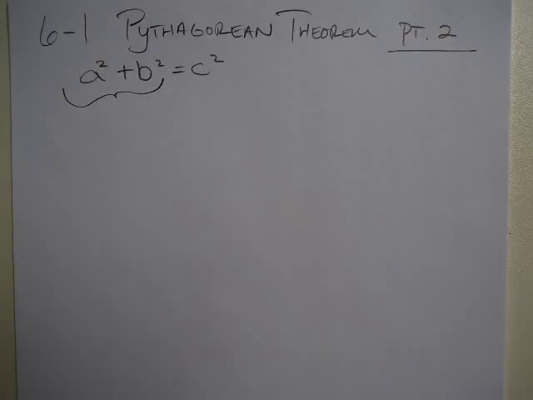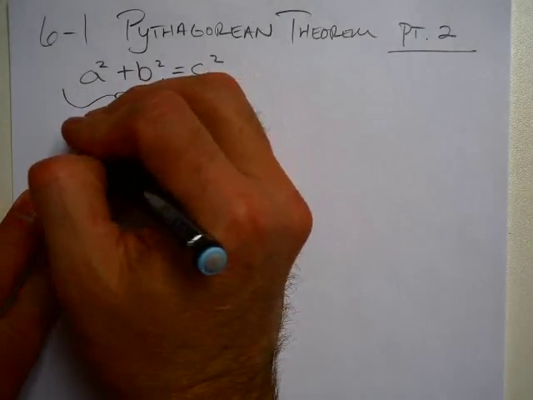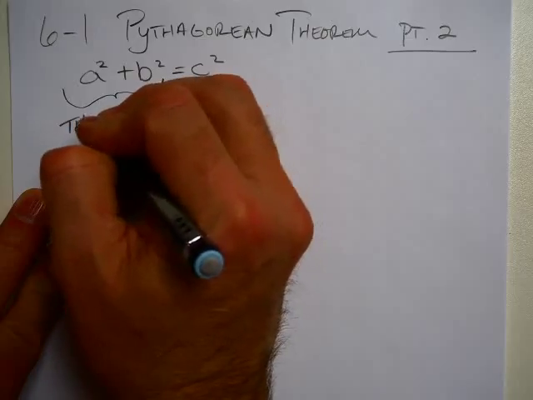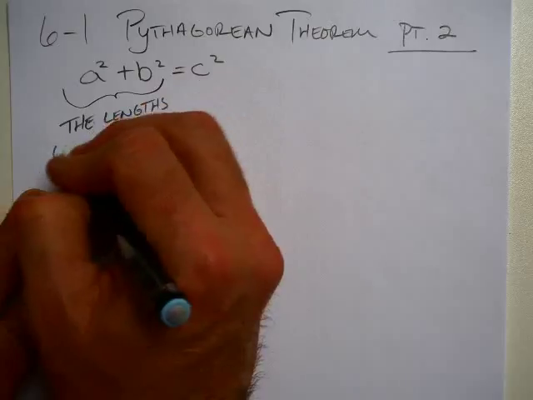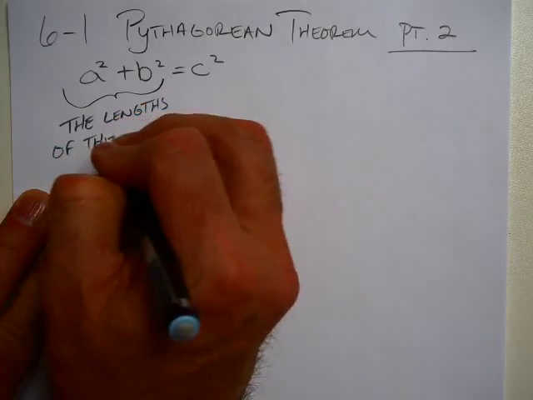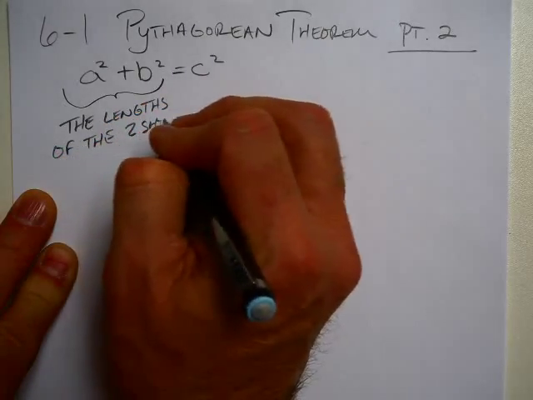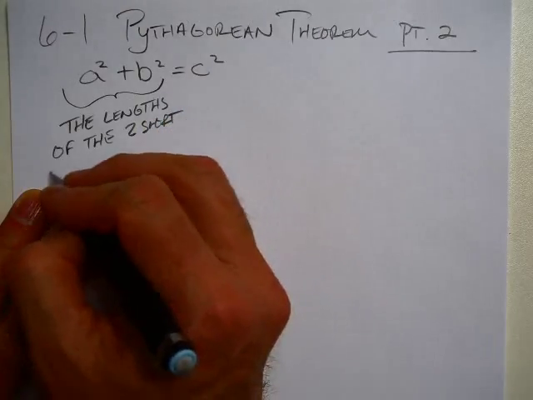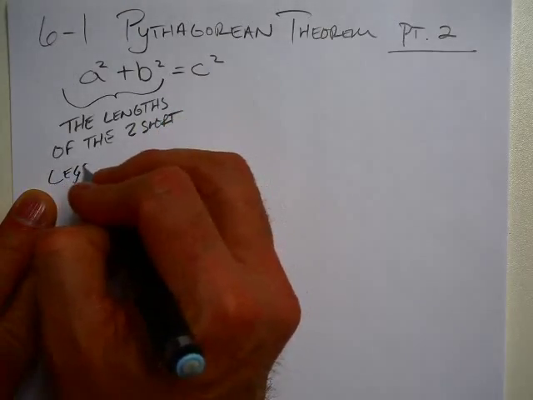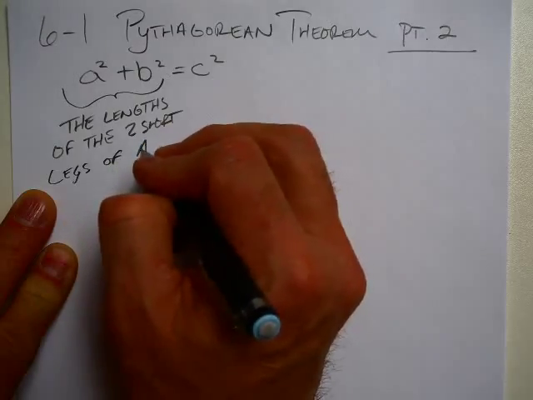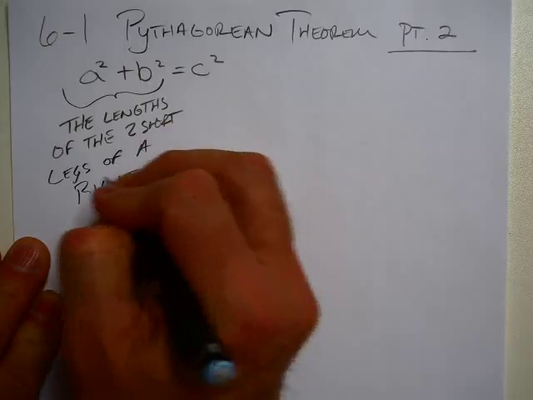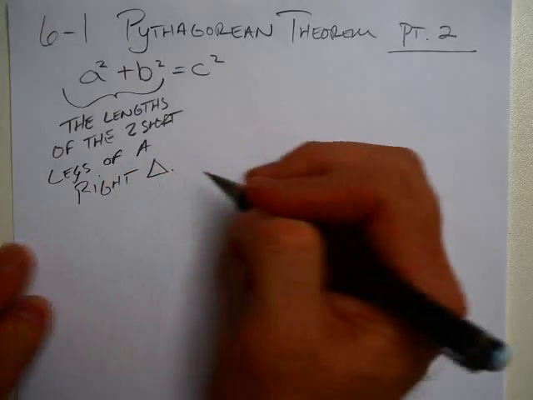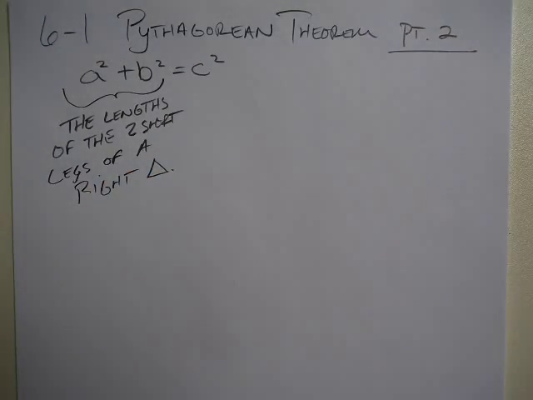The two short legs, that's exactly right. These are the lengths of the two short legs of a right triangle.